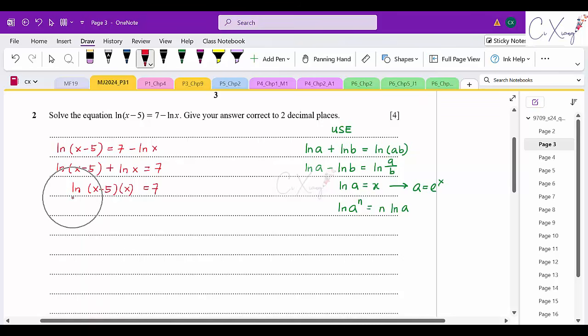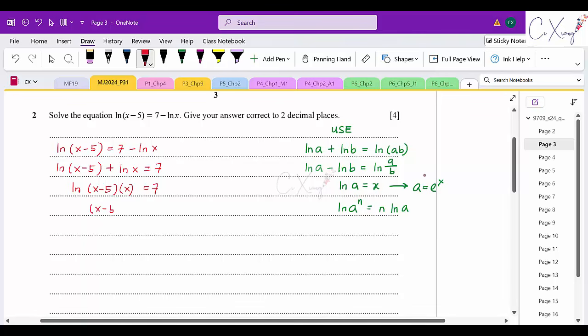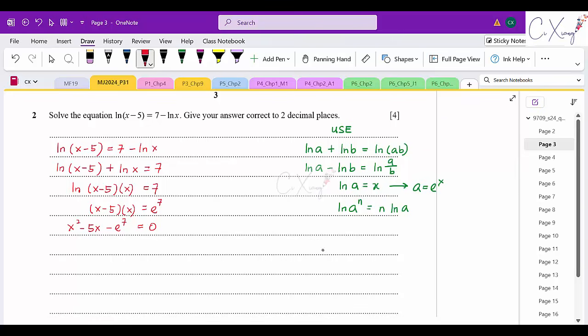To solve this, if I want to get rid of the ln, I need to use the third property, where I bring the base e over. Bringing the base e to the right hand side, I have e power 7 on the right hand side. Then if I expand this whole expression, you can observe that we get a quadratic equation. You have x squared with the x, and e power 7 is basically the constant term. So this is a quadratic equation.